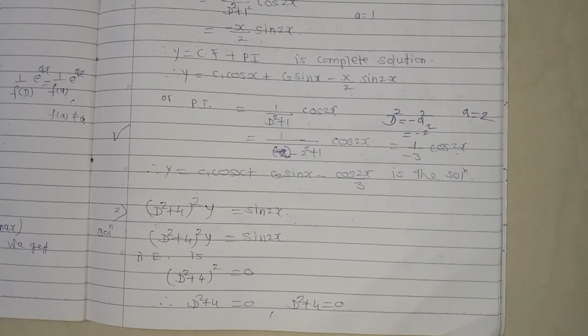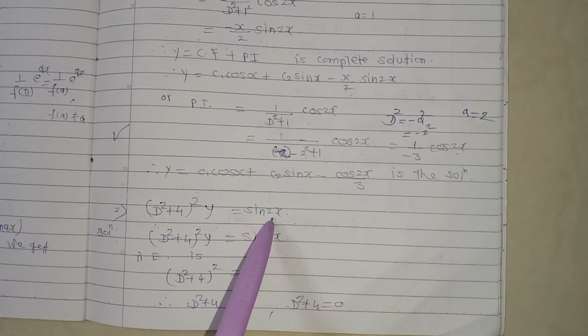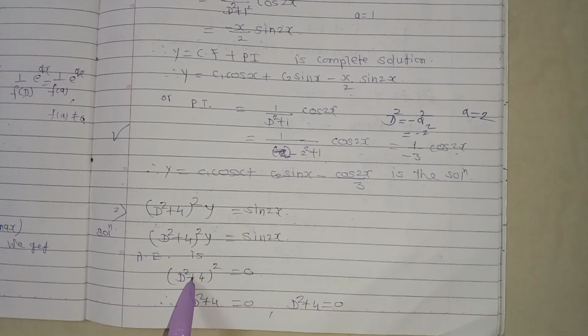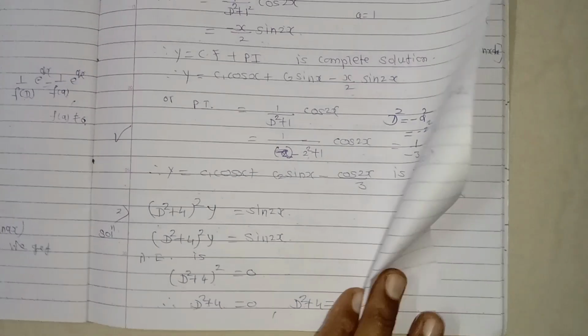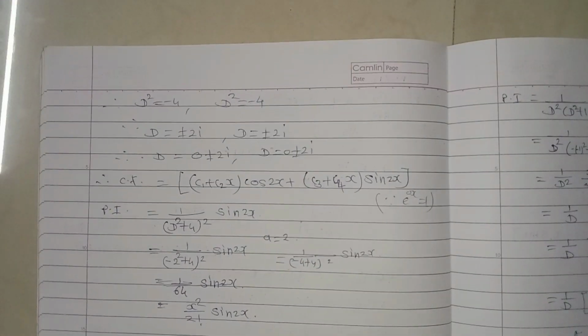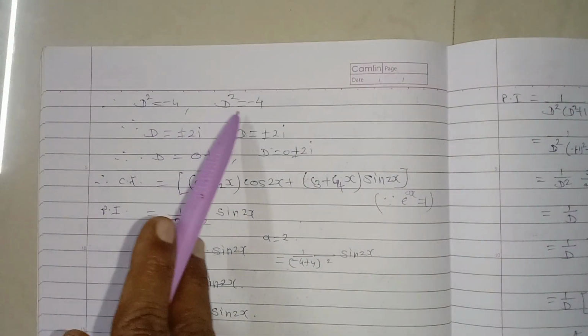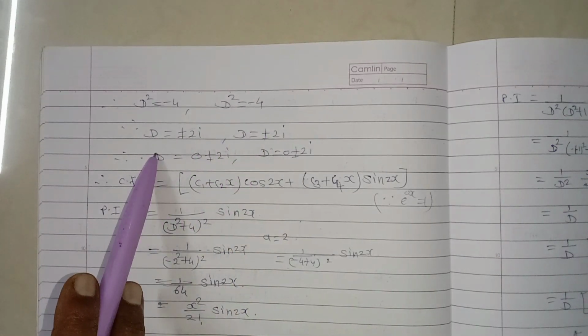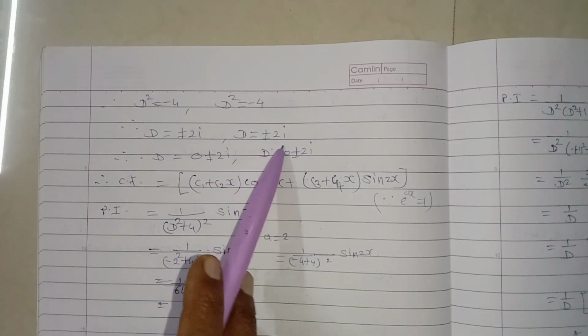Solve (d square plus 4) whole square into y equal to sin of 2x. In the solution we write given equation. Auxiliary equation is (d square plus 4) square equal to 0. So we get d square plus 4 equal to 0, hence d square equal to minus 4. Hence d equal to plus minus 2i.